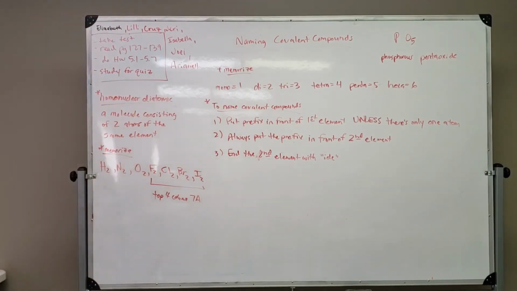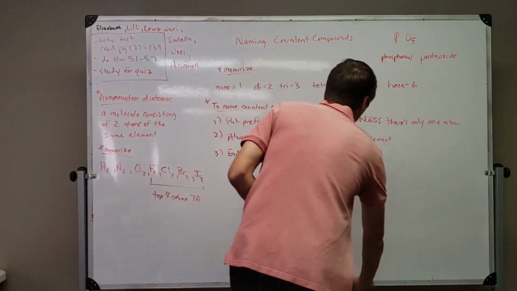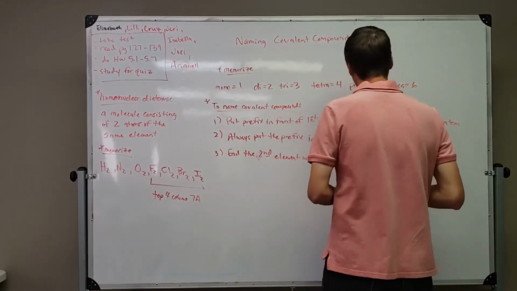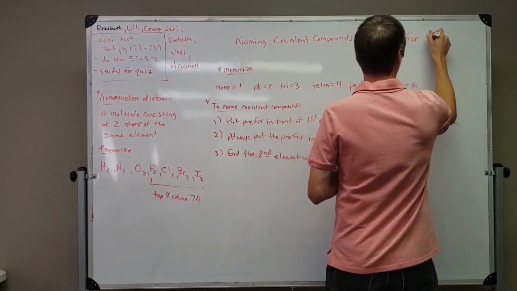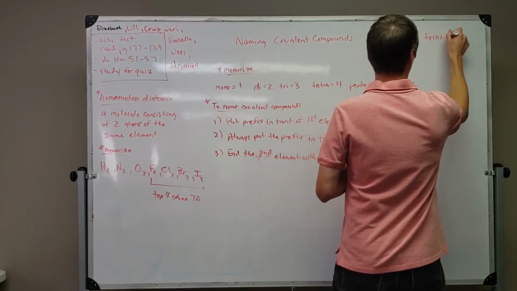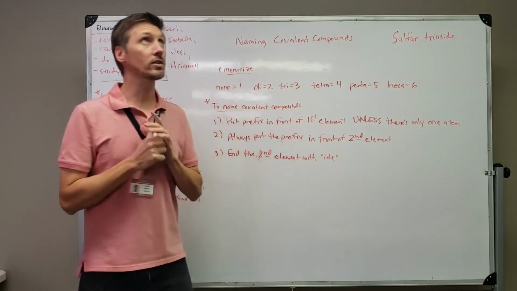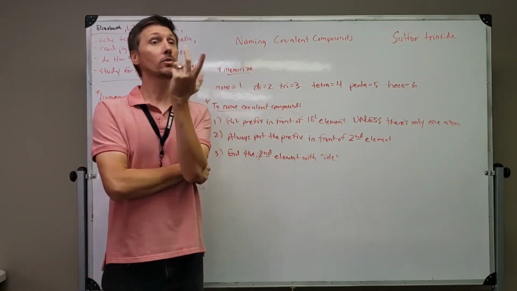Okay. And then now they reverse it and say, this time give me the formula if the name of the compound is sulfur trioxide. All right? Sulfur trioxide. Now, tell me this. For writing this compound down, do I need the periodic table for anything? Cruz says no. Why?